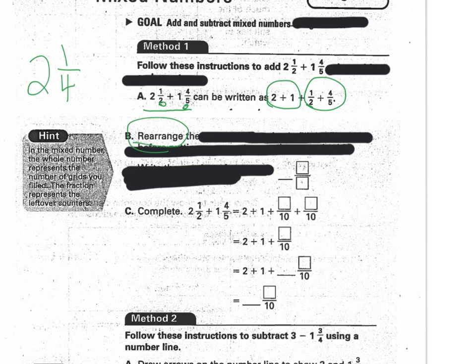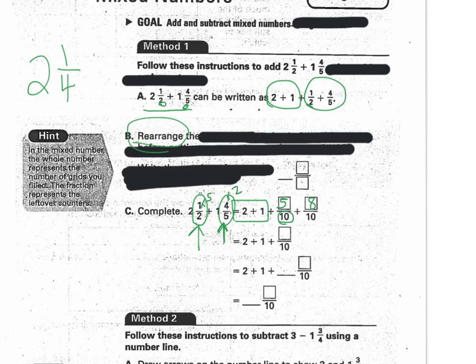The beginning is easy. We can add our whole numbers together, but then we need to add our fractions. And before we can do that, we need a common denominator. And that common denominator is 10. To make this fraction out of 10, I multiply it by 5. It becomes 5 out of 10. To make this fraction out of 5, I multiply it by 2. It becomes 8 out of 10.